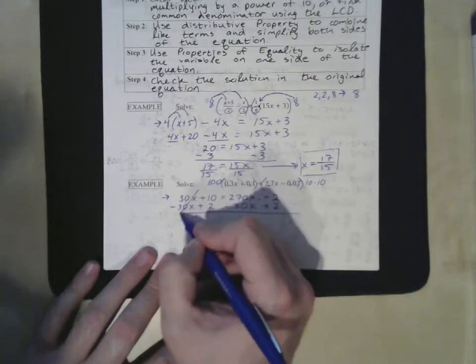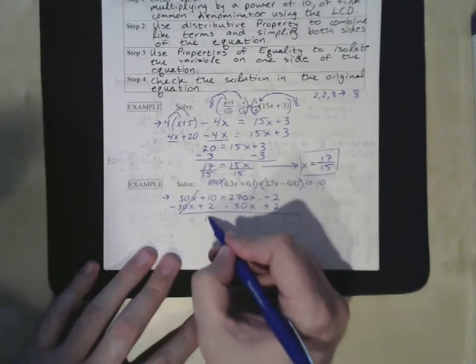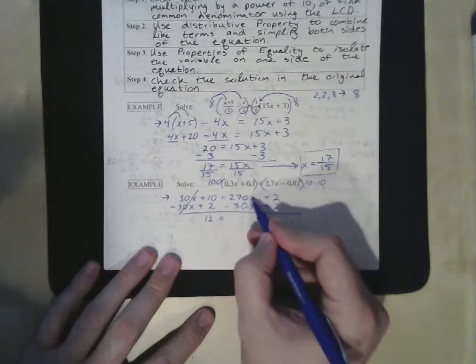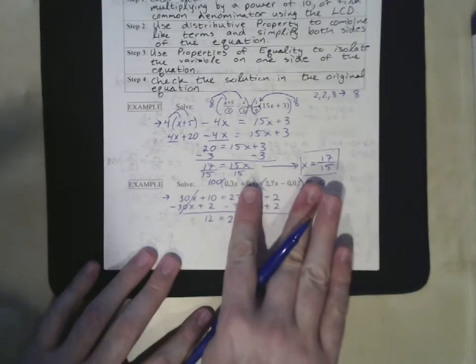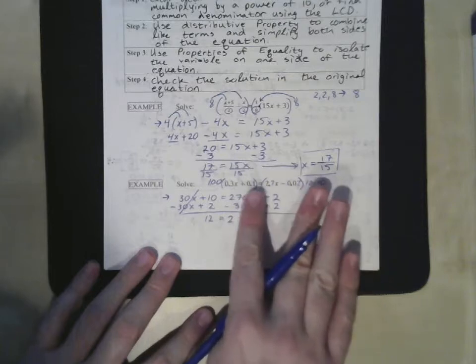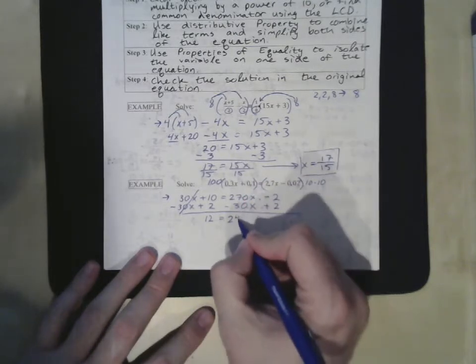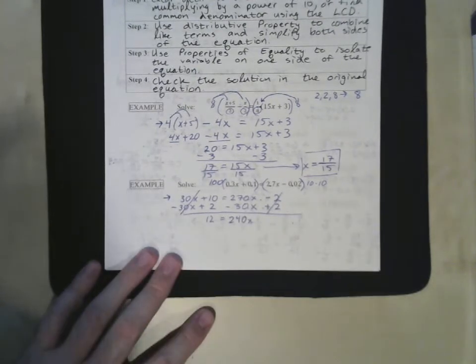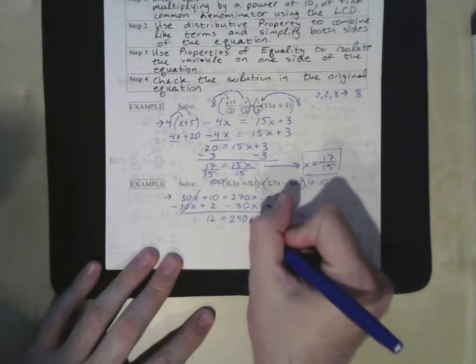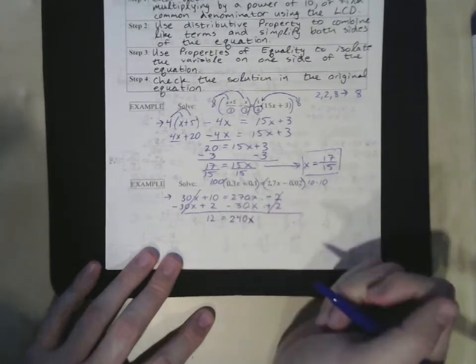So 30x minus 30x is 0. 10 plus 2 is 12. 270x minus 30x, it's really 27 minus 3 because the zeros just add a 0. So 27 minus 3 is 24. Bring our 0 and our x down. 2 minus 2 goes away. And then we're left with 240x equals 12.